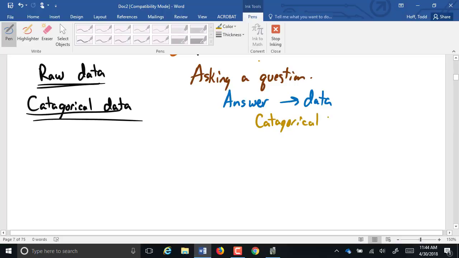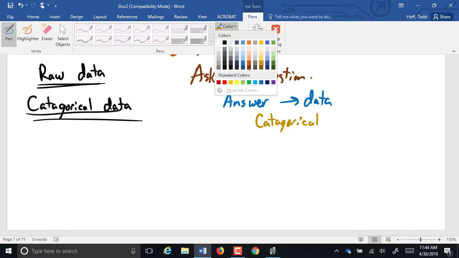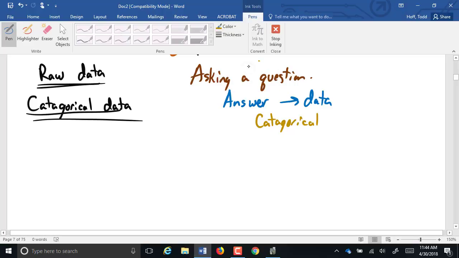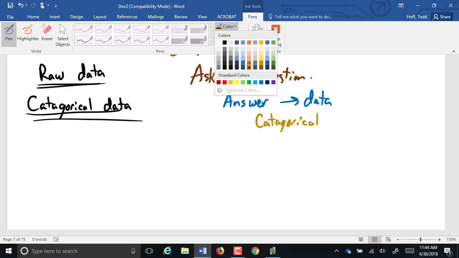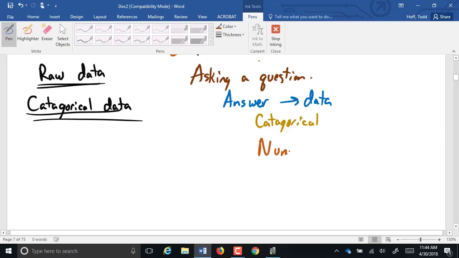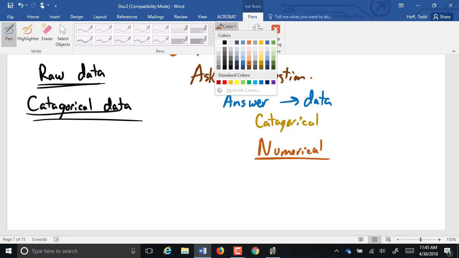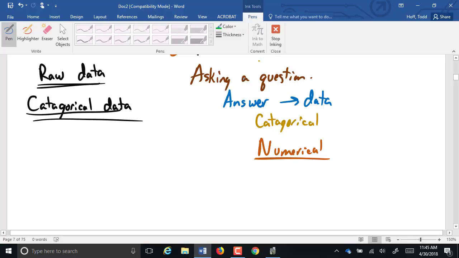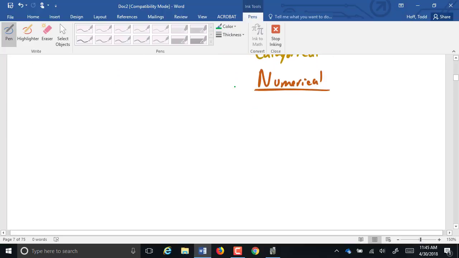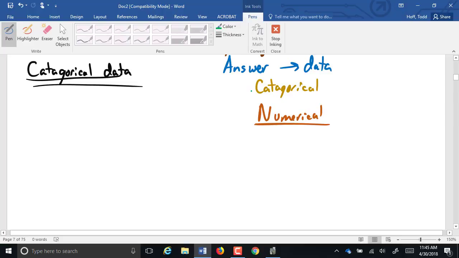And that categorical data, as we said, puts you into a category. We'll clarify that a little bit more as we look at specific data. The other type of data would be numerical. Numerical data, the answer to that question is a number. And there's a couple of types of numerical data that we'll cover. So for now, let's get back to that categorical data. Categorical data can take a couple different forms, but it always puts you into a category.